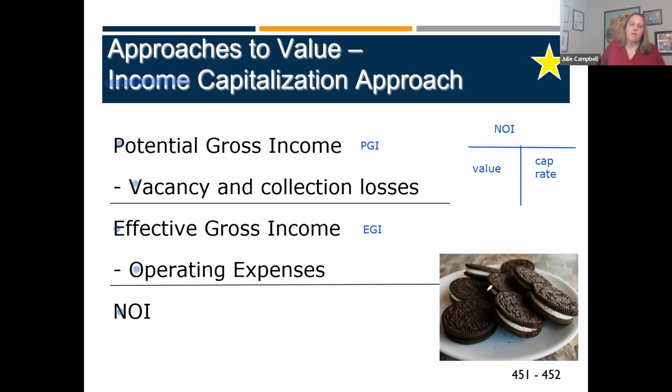But the mnemonic, the trick to remember this: Poor Violet eats Oreos nightly. If that's the trick that helps you remember, great. What I need you to remember is potential gross income minus vacancy and collection losses minus operating expenses to get to net operating income. Questions on this before I turn you loose to do your own problem?